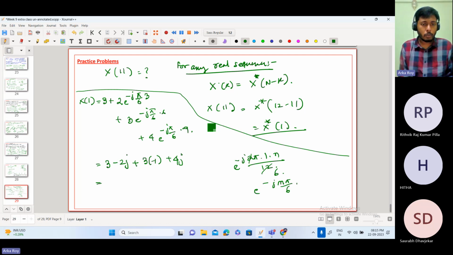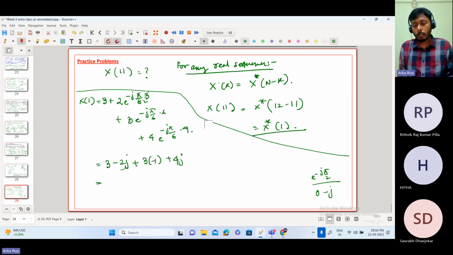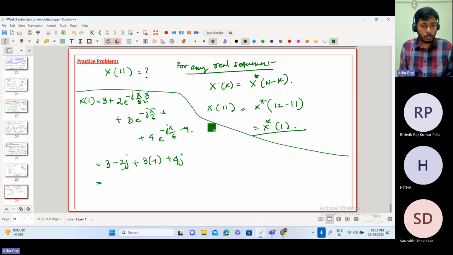For example, let me just show you one. So e to the power minus j pi by 2. So cos pi by 2 is what? Cos pi by 2 is 0, and this will be minus j. So therefore 2 into minus j will give you minus 2j. Likewise, you can just find out the rest of the cases, and for your ease, I'm just writing the final value, that is 2j.